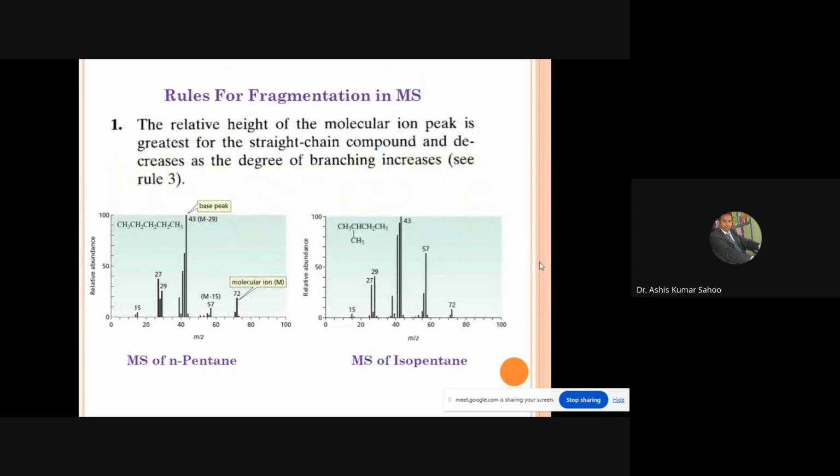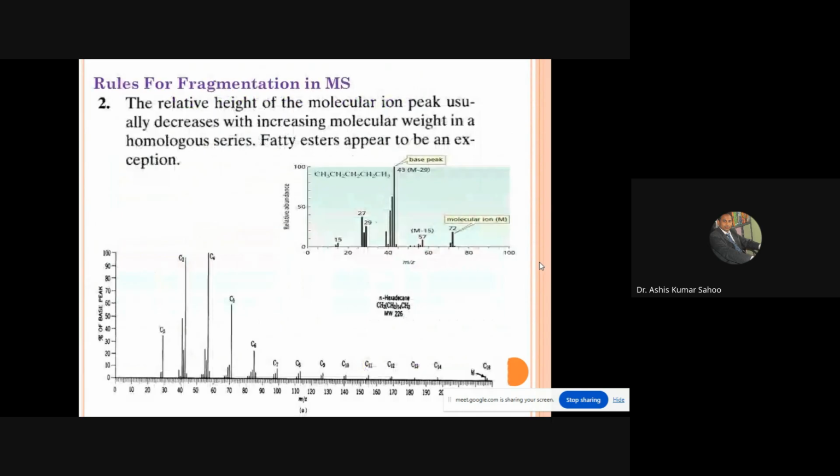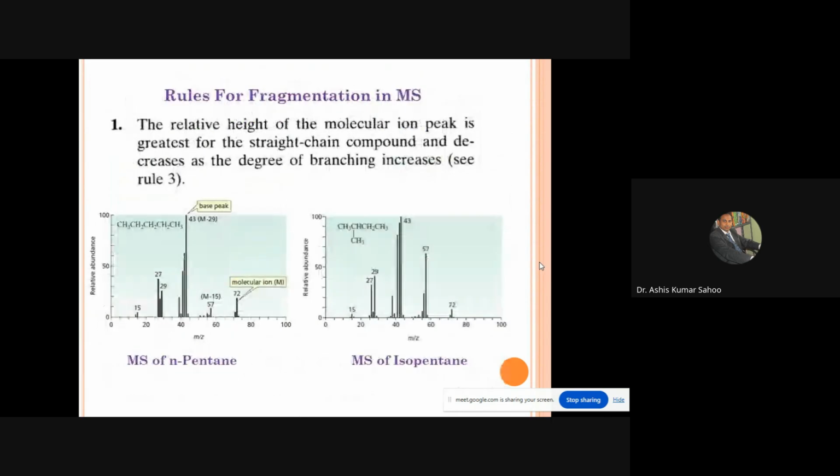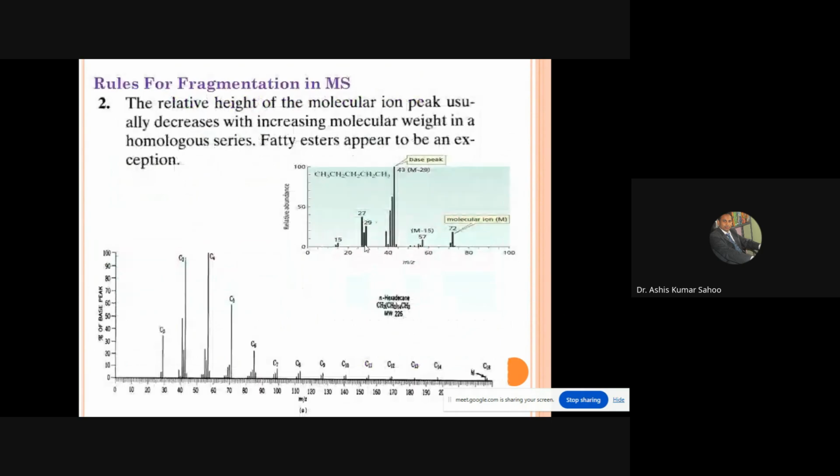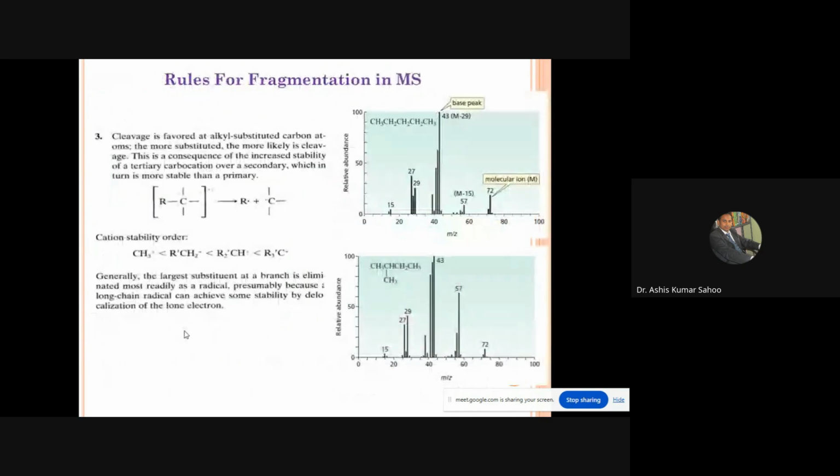So, rules for fragmentation. When we are fragmenting different molecules, there are some rules. The relative height of the molecular ion peak is greater for straight chain compounds and decreases with the degree of branching. These are the different rules of fragmentation, depending upon the stability of the cation and anion.